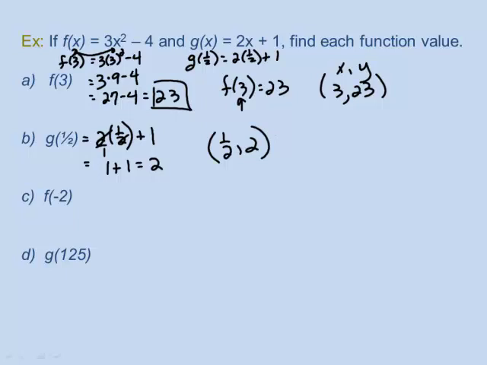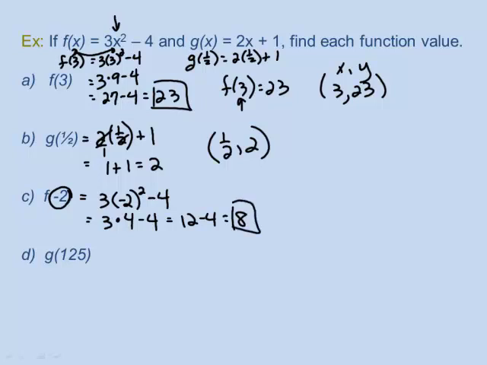f(-2), okay, we're going to put -2 in for the x in our f function. So we get 3 times (-2) squared minus 4. Follow order of operations. So we've got 3 times -2 times -2 is a positive 4, minus 4, which is 12 minus 4, which is 8. So ordered pair, when we put in -2 for x, we get out a positive 8.